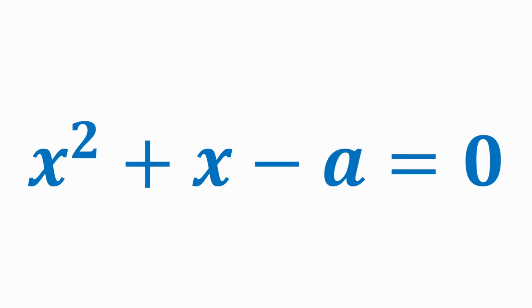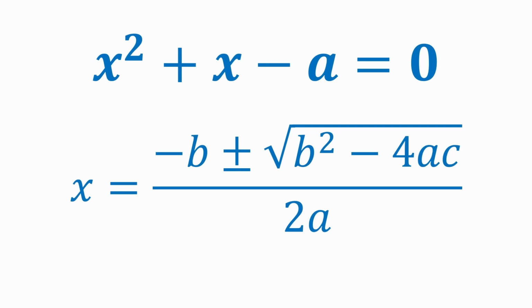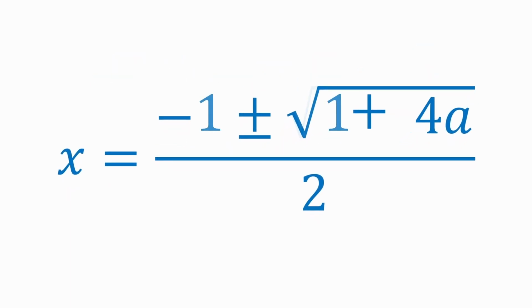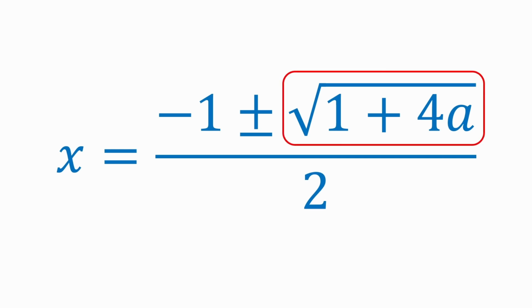Let's start by using the quadratic formula to get a handle on the form of the solution we're looking for. Substituting 1 for a, 1 for b, and negative a for c, we get the following expression. To get the greatest integer solution, we need to make the square root of 1 plus 4a as big as possible and ensure that it's an integer.